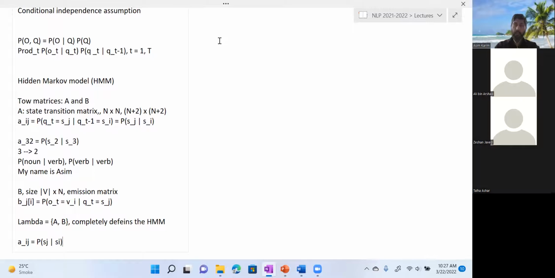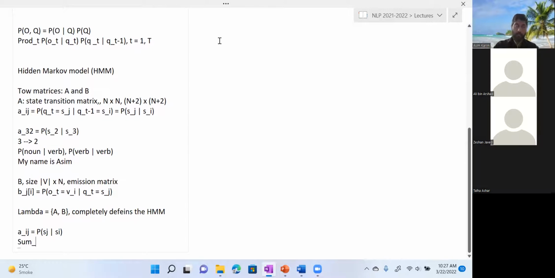This is, of course, probability theory. Probability always sums to 1. So what does this mean? A particular Si is a particular row. So the sum of each row of this matrix should be 1. If I want to write this sum over j, which is the columns of A, sum over j of Aij is equal to 1 for all i.